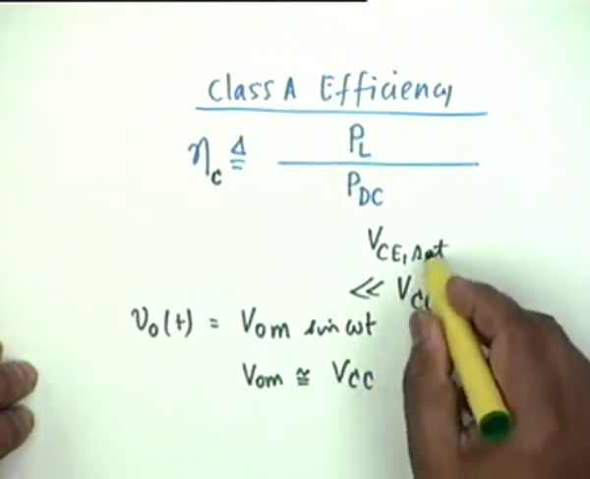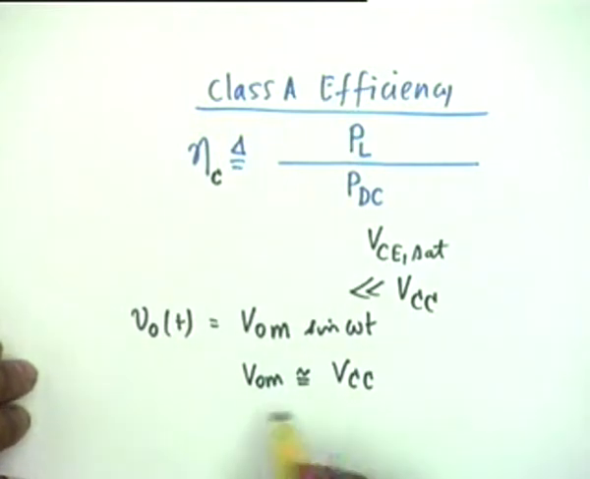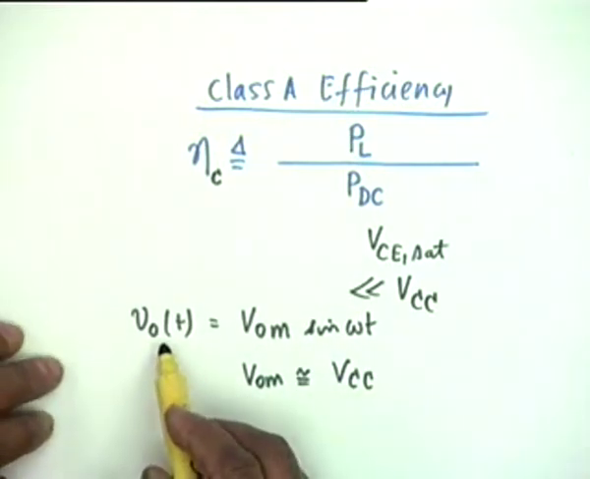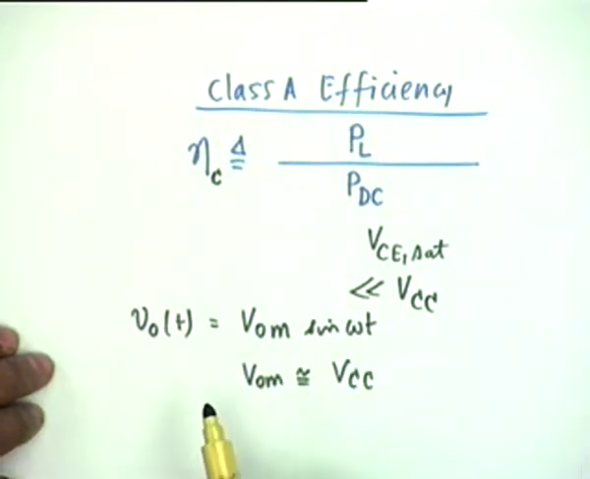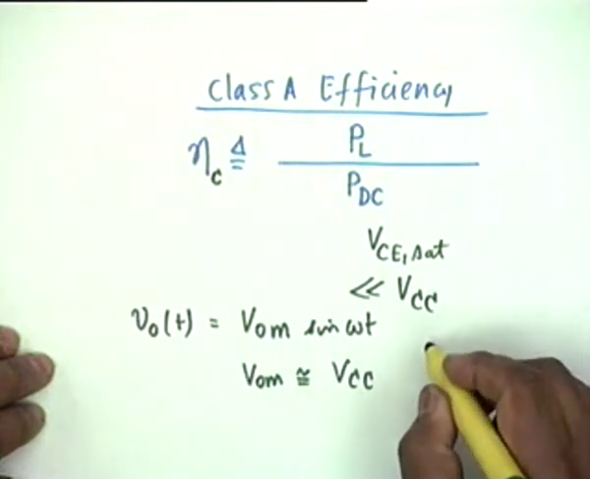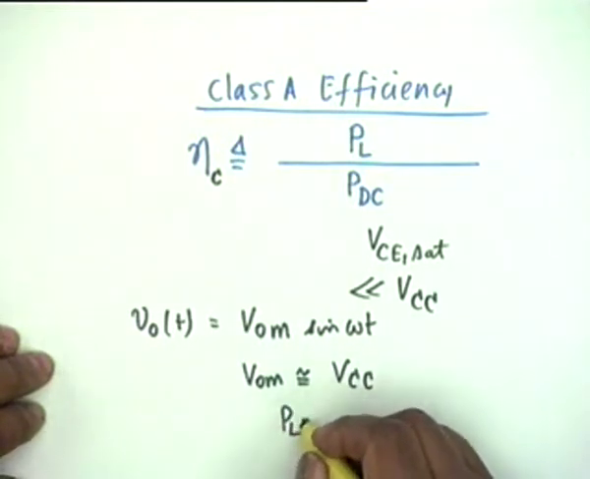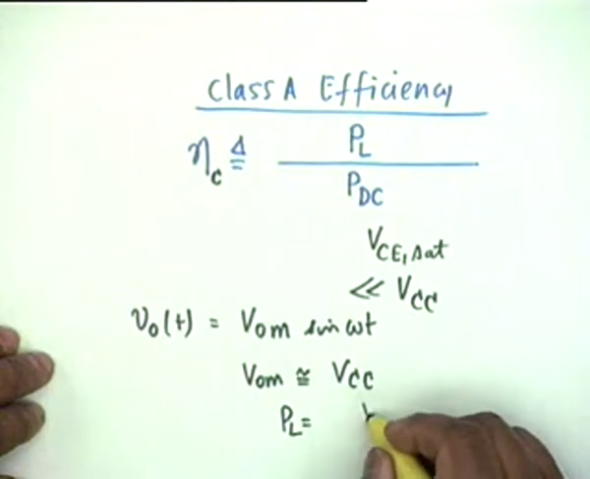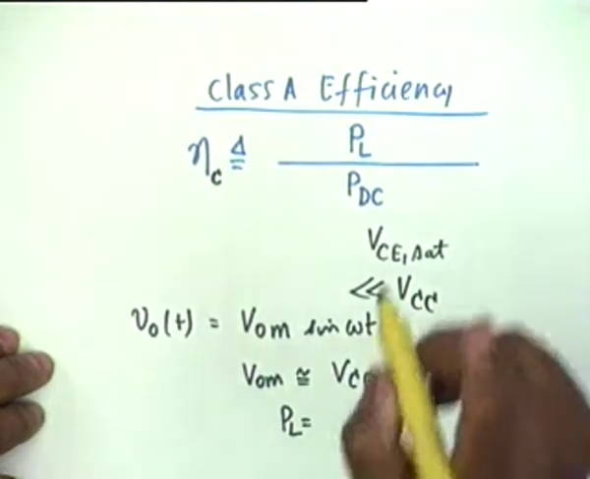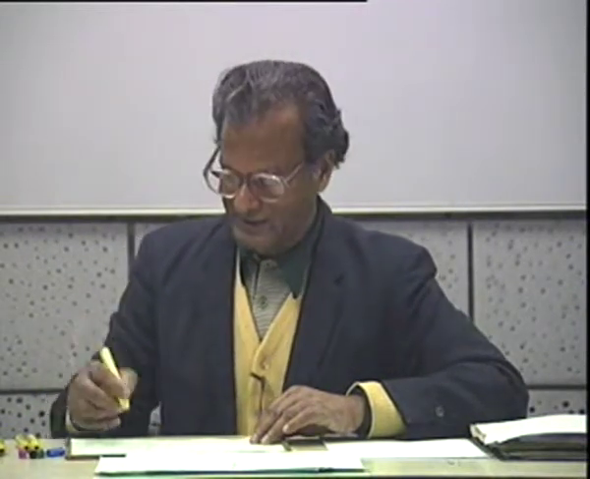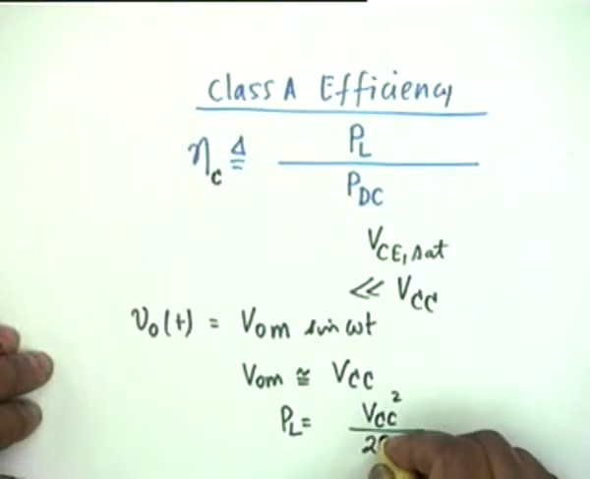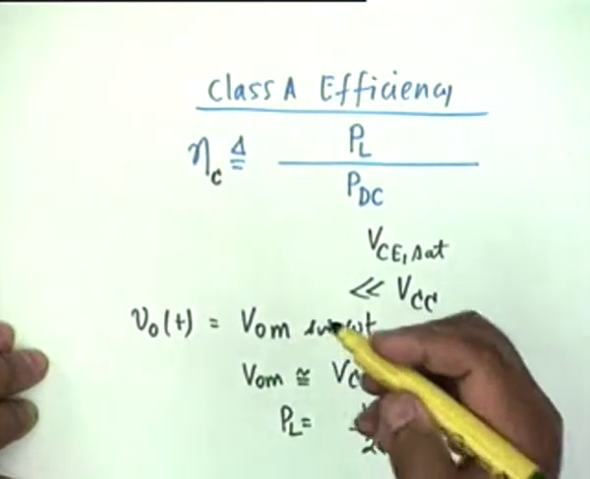VCC, because we are ignoring VCE set. And therefore, if you have a sinusoidal voltage VCC sine omega t across a load RL, then what is PL? PL is VCC, peak value is VCC, so root mean squared value is VCC by root 2, square of that divided by RL. So it would be VCC squared by 2 RL. Agreed? If you are not convinced, you calculate it out.